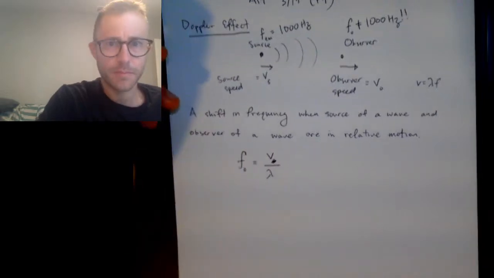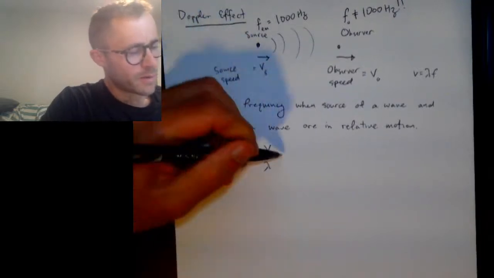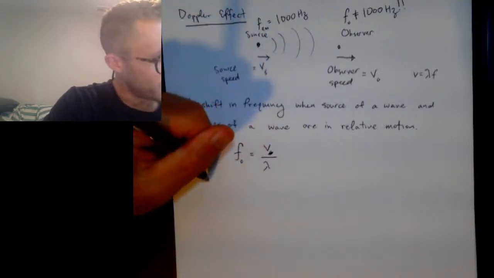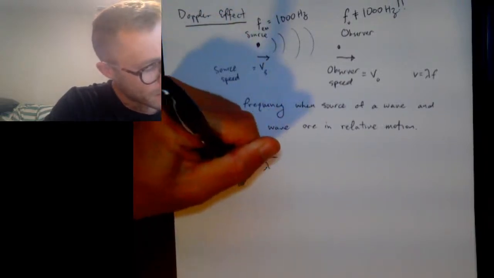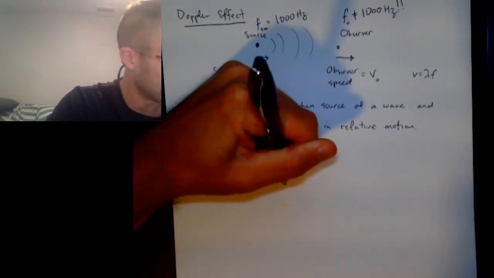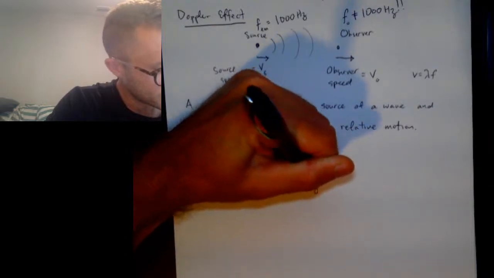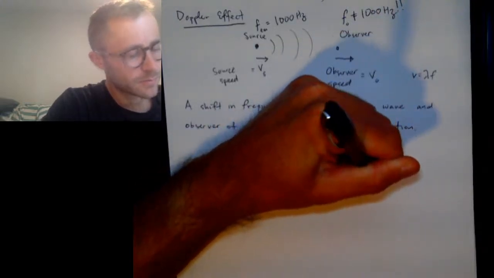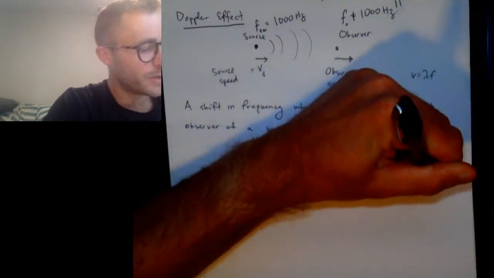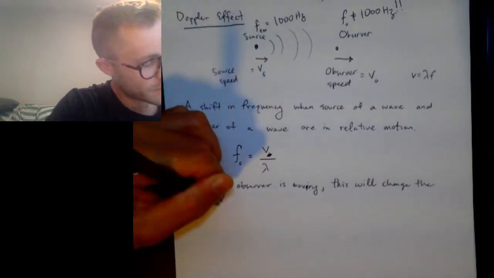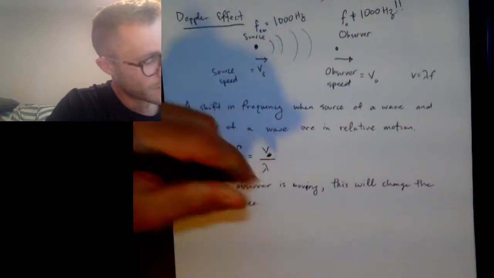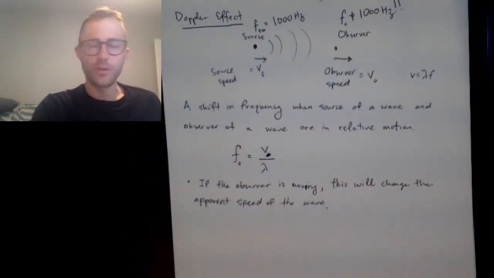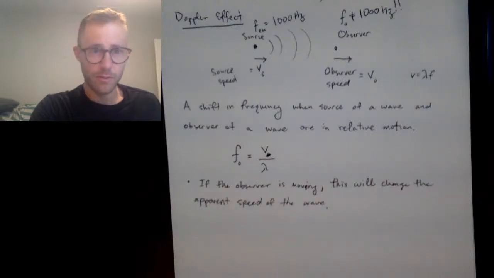Now, here's the thing, okay? What I want to talk about is the observer and the source separately, okay? If the observer is moving, this will change the apparent speed of the wave. So if the observer is moving, this will change the apparent speed of the wave, okay?